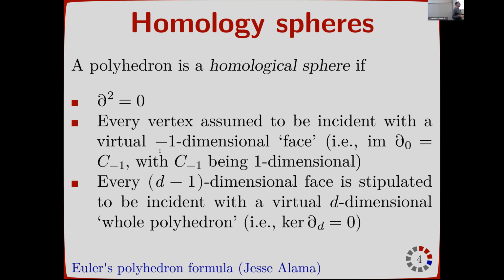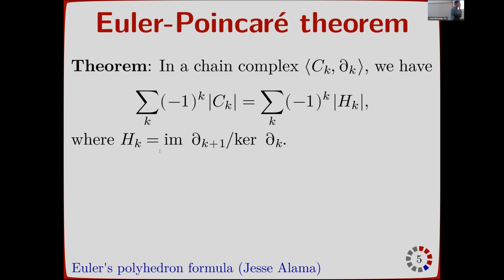There's a bit of a game that gets played where we stipulate that there's a minus one-dimensional face, which is incident to all the vertices. It's a bit of an artificial condition, but that's fine. You also stipulate that there's a whole polyhedron, and all the faces are incident with the whole polyhedron, just to wrap everything up in a nice package to make the math work out.